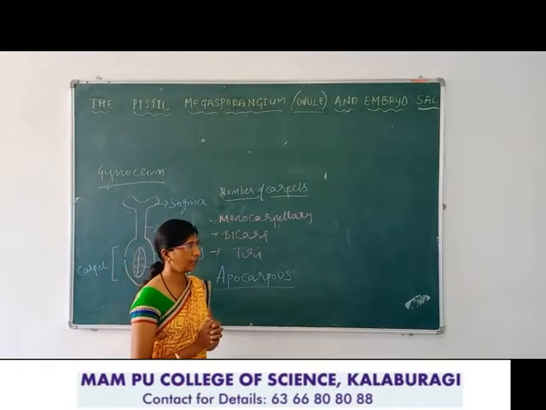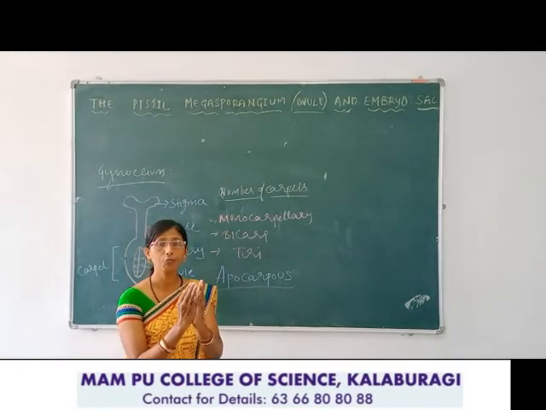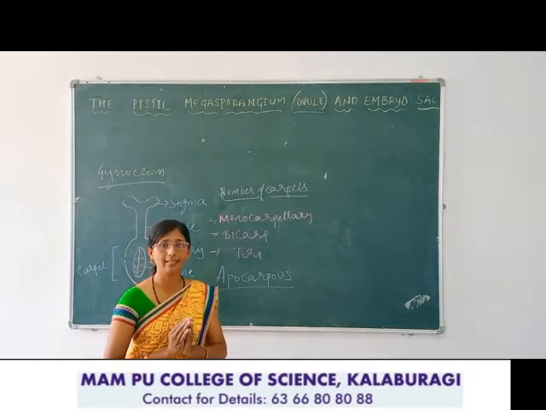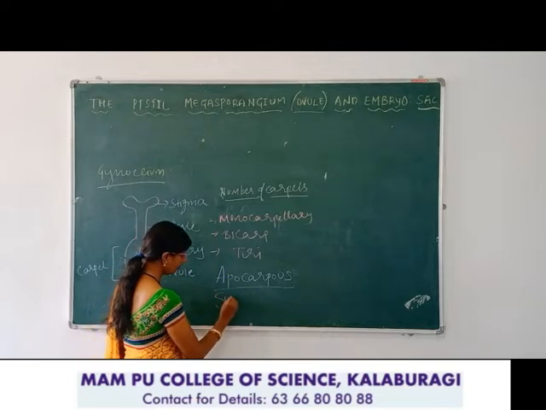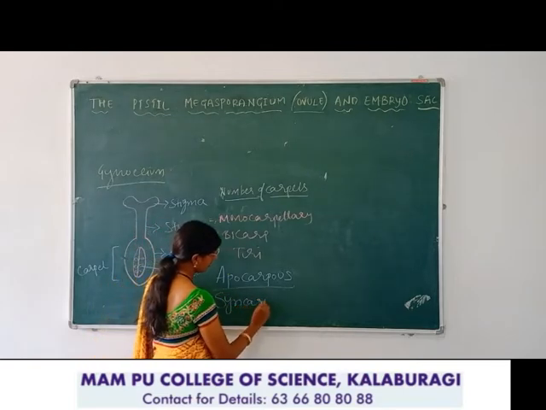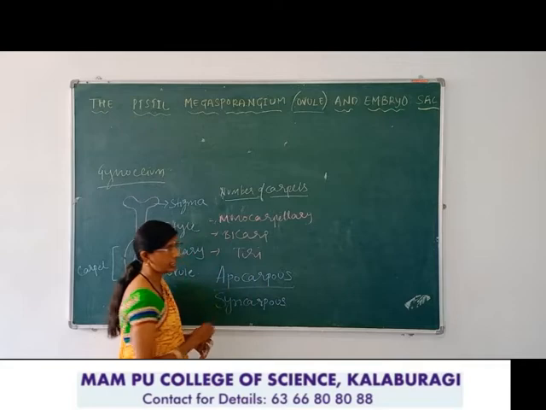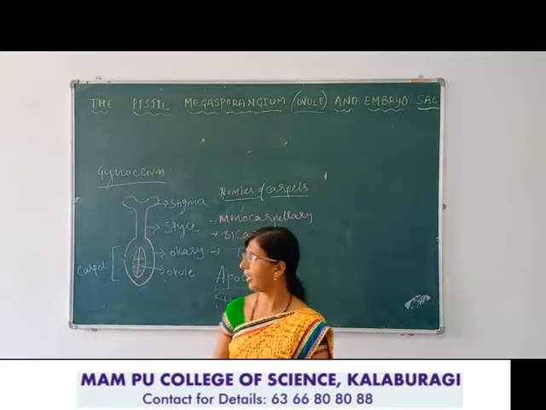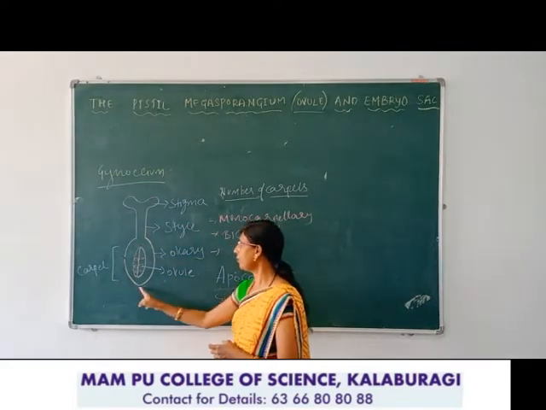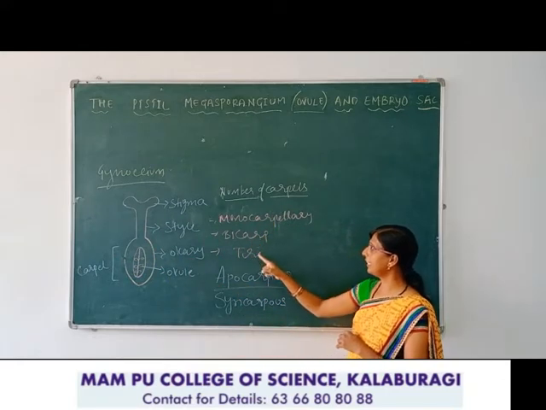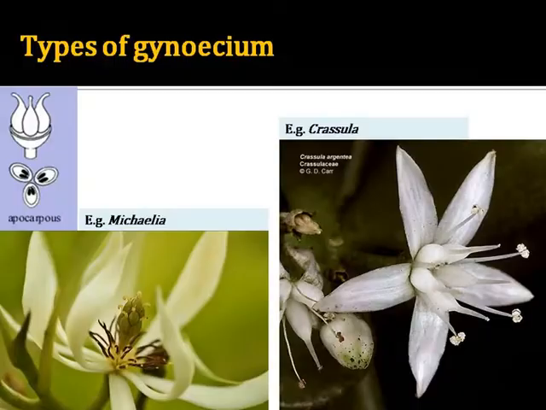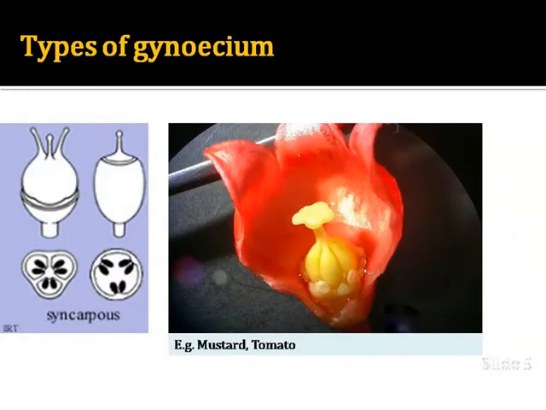If many carpels are there and all the carpels are fused, attached to one another, joined together, then it is called syncarpous. Okay. If this is the carpel, if it is 1 carpel, then it is called monocarpellary. If it is 2, then it is bicarpellary. If it is 3, then it is called tricarpellary. If all the carpels are free, then it is called apocarpous. If all the carpels are fused, then it is called syncarpous.